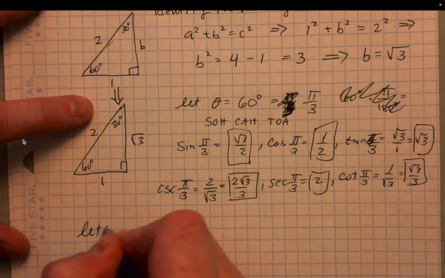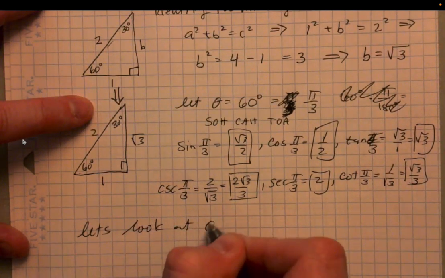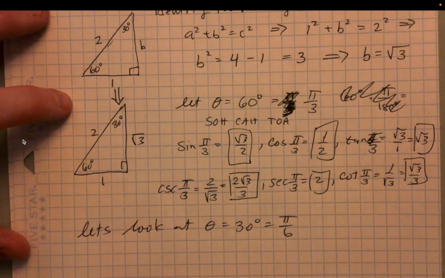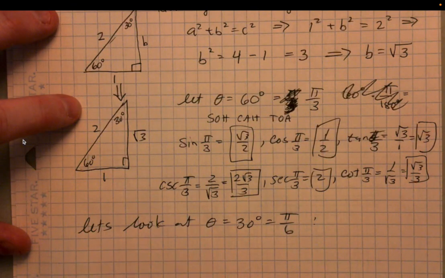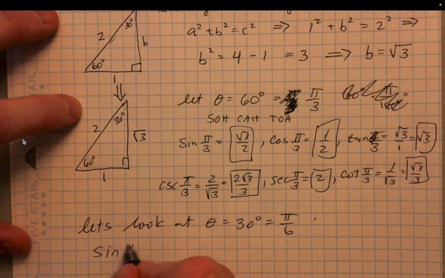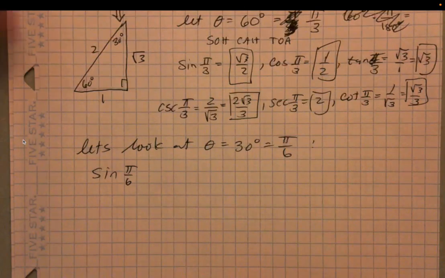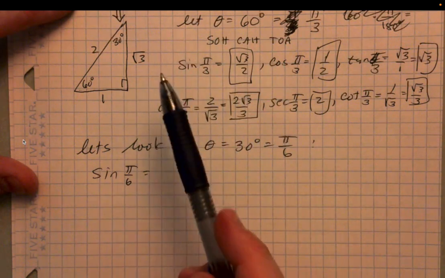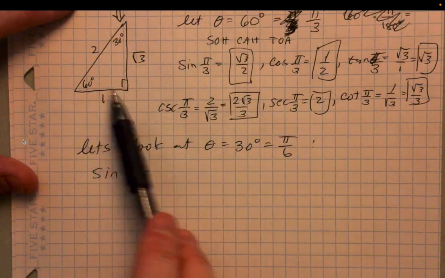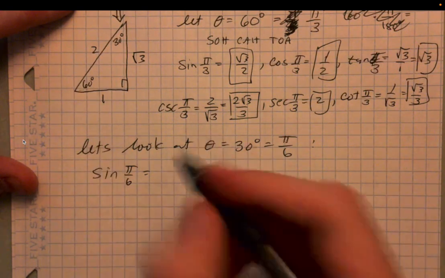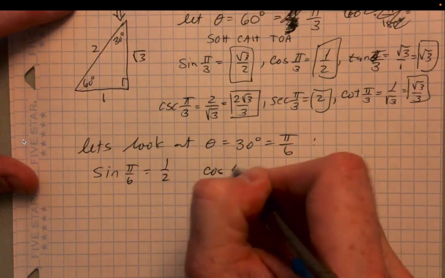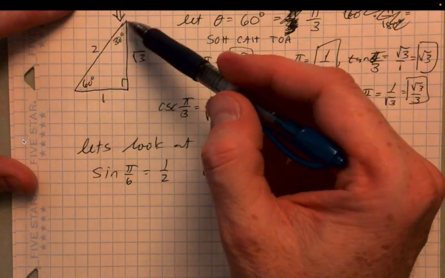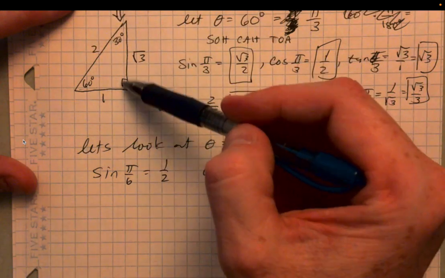So let's next look at theta equals 30 degrees, which is pi over 6. Okay, and so here we'd have sine of pi over 6, right? The sine of pi over 6 is going to be opposite over hypotenuse, and so the opposite here is going to be 1, and the hypotenuse is 2, right? So it's 1/2. The cosine of pi over 6 is equal to the adjacent over hypotenuse, and so remember, if 30 degrees is the angle, the adjacent side is square root of 3, and the hypotenuse is 2.